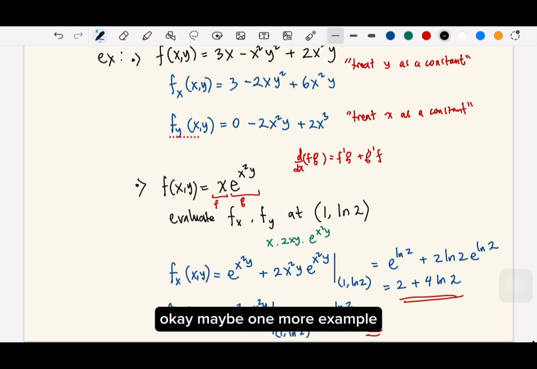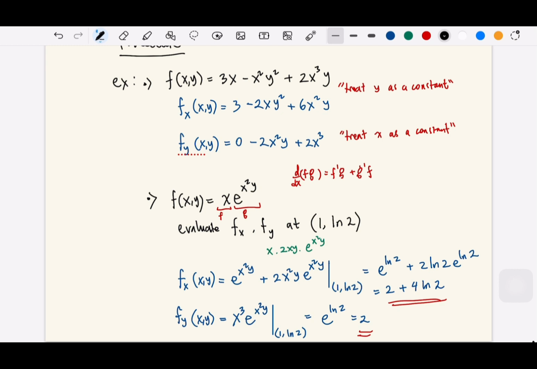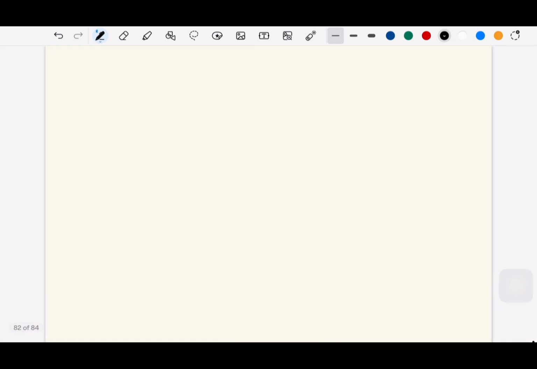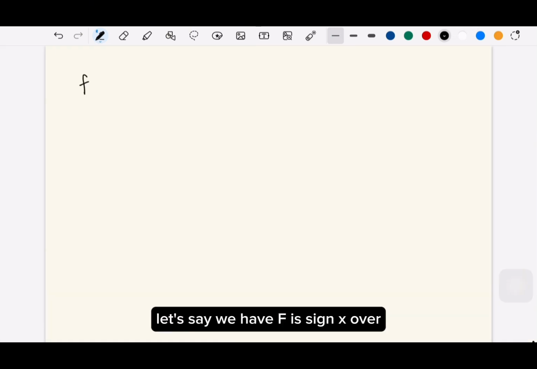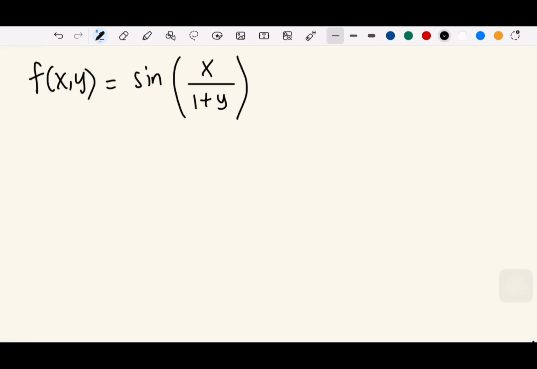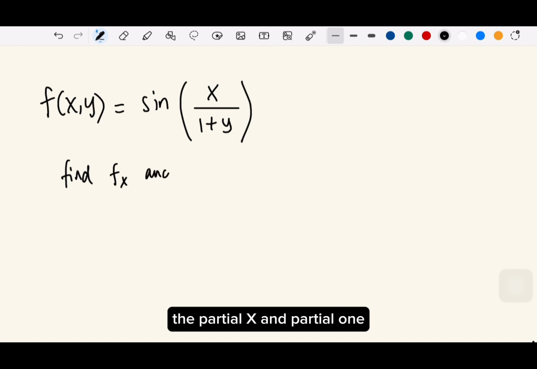Okay, maybe one more example. Let's say we have f is sine x over 1 plus y. Find the partial x and partial y.